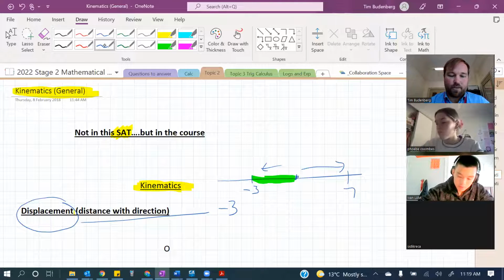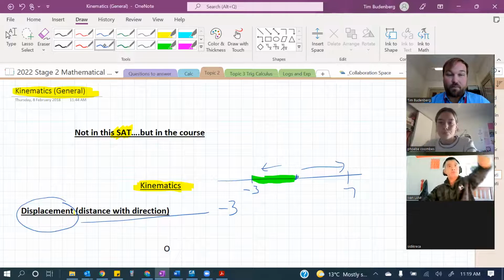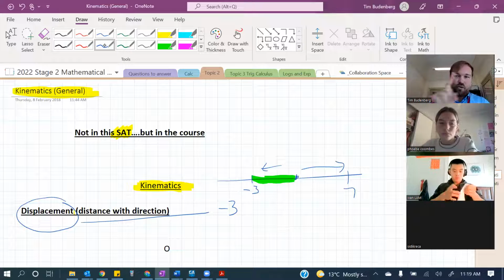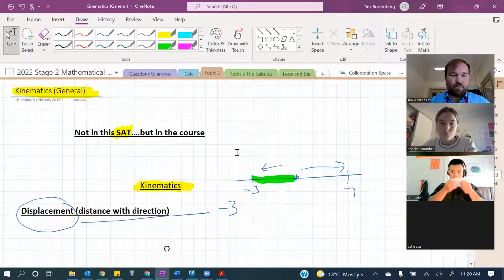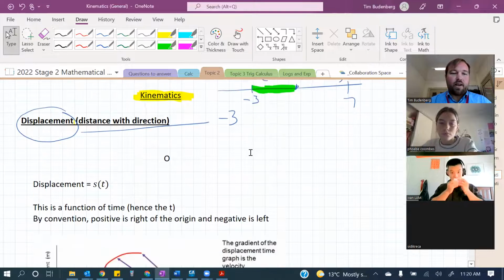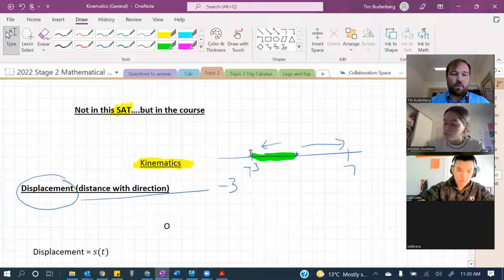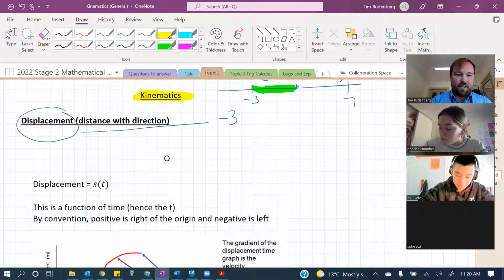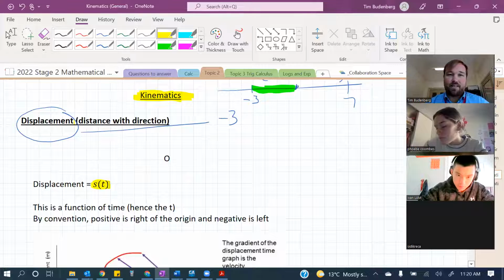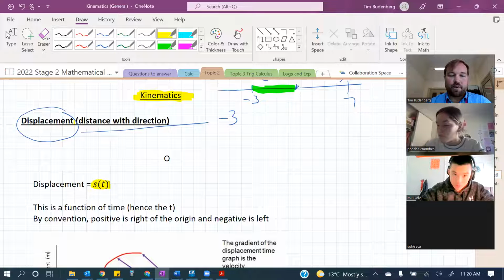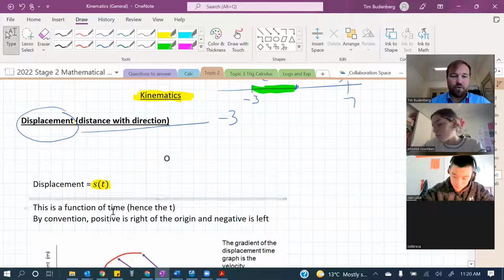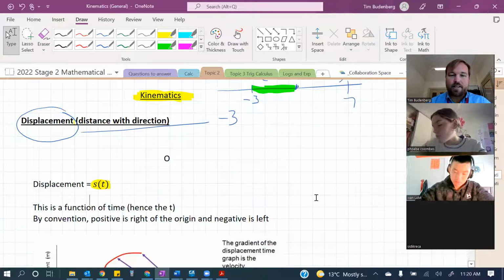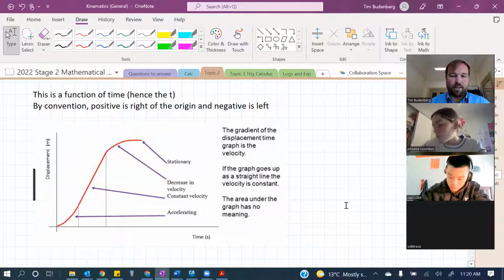In Year 12 maths, we only really consider objects moving in a straight line, so we'll only consider particles moving left and right, left being negative, right being positive. And don't ask me why we do this, we define displacement as S of t. S is the physics letter they use for displacement, and we say it's a function of time. So displacement changes over time, and what you're likely to see is some sort of graph looking like this.